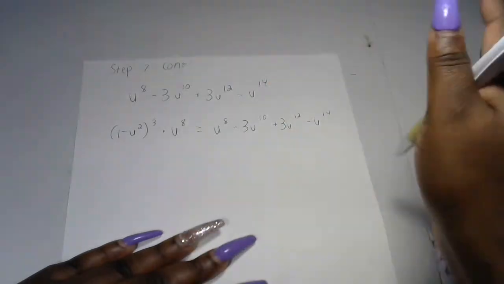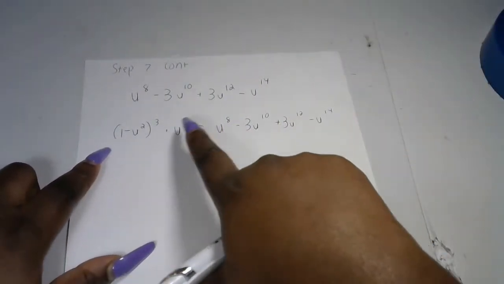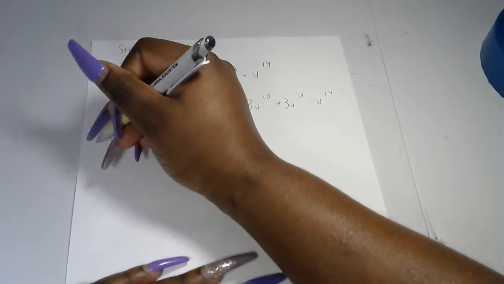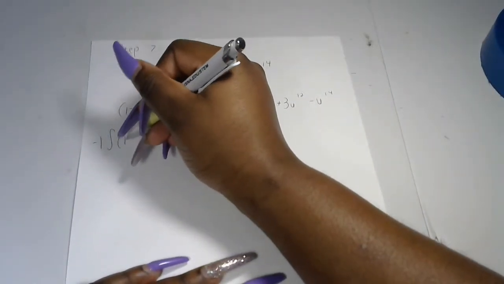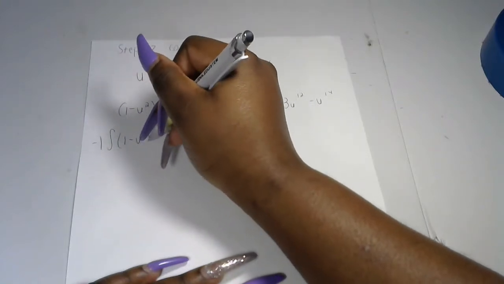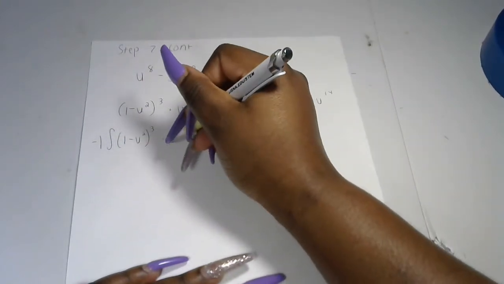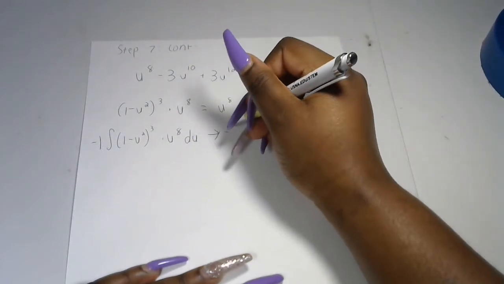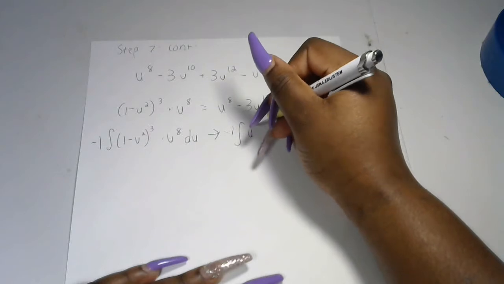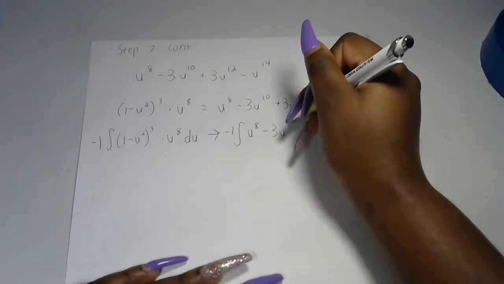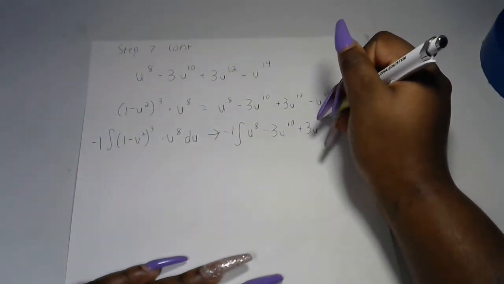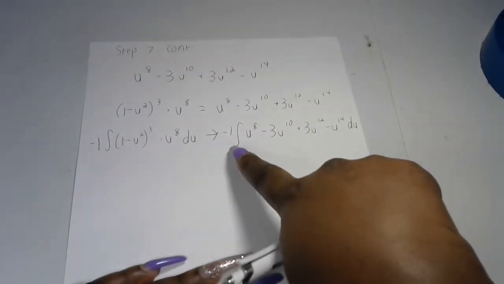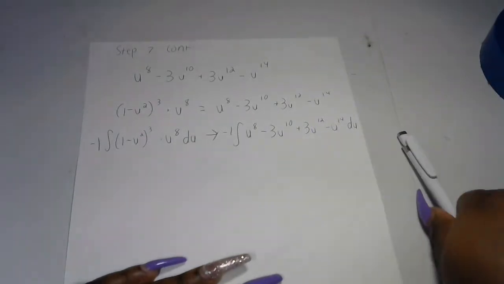So since we established that this is what the integrand is all multiplied out, we can now rewrite the integral of negative 1 times 1 minus u squared, all that cubed, times u to the 8th du. We can rewrite that as negative 1 times the integral of u to the 8th minus 3u to the 10th plus 3u to the 12th minus u to the 14th du. That's what we can rewrite that as. All right, now let's go down to step 8.